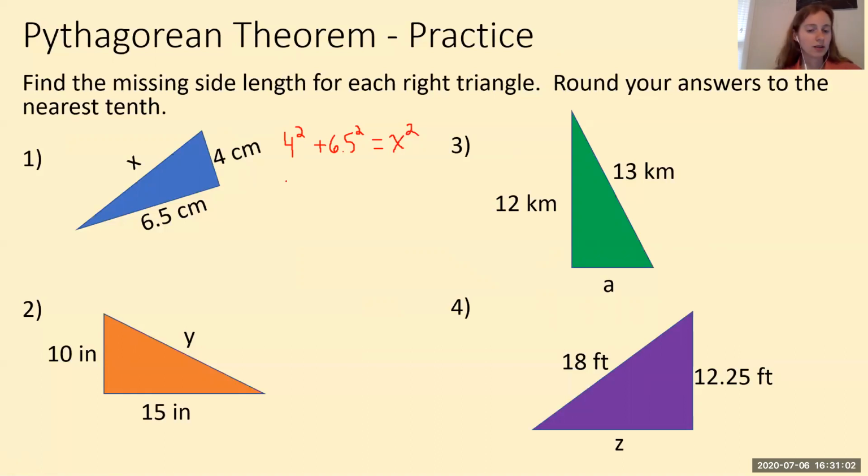Okay, then same process as before. So 4 squared equals 16 plus 6.5 squared, which equals 42.25. And that equals x squared, right? Our unknown number squared. Okay, now I'm going to go ahead and add those together. So 16 plus 42.25, I get 58.25.